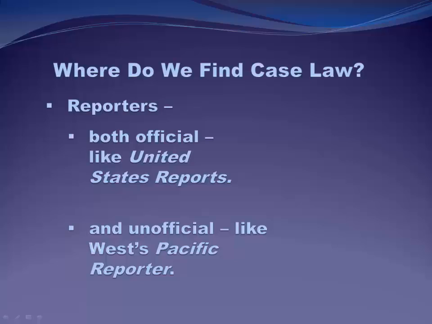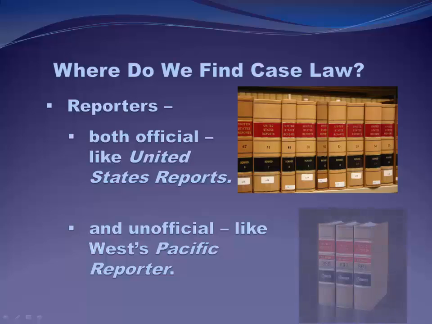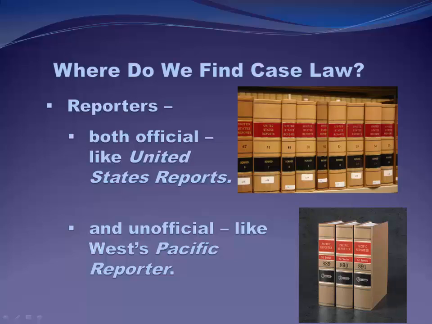So where do we find it? There are, as I said, reporters. They're supposed to be official, like the United States Reports. And when I say official, I mean it's been designated by statute and it's an official publication of the government. It'll either be the federal government or a state. And there's unofficial, like the West Pacific Reporter, which are generally annotated. We'll talk about annotated codes next week. These are annotated case decisions, so they're kind of a combination of the primary law, which is the opinion or the words of the court, and some helpful finding aids that are provided by the West editors.